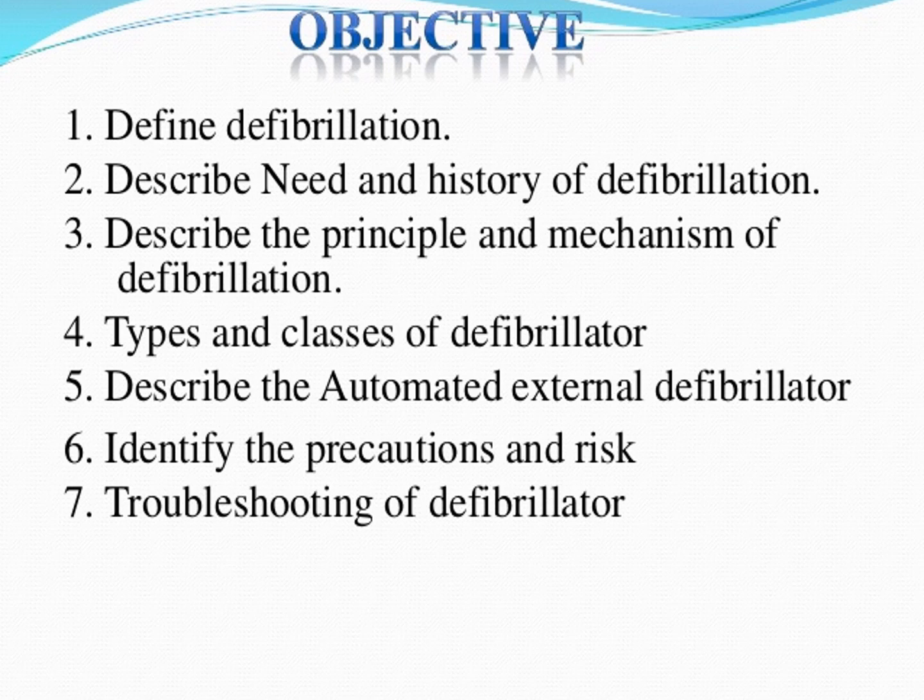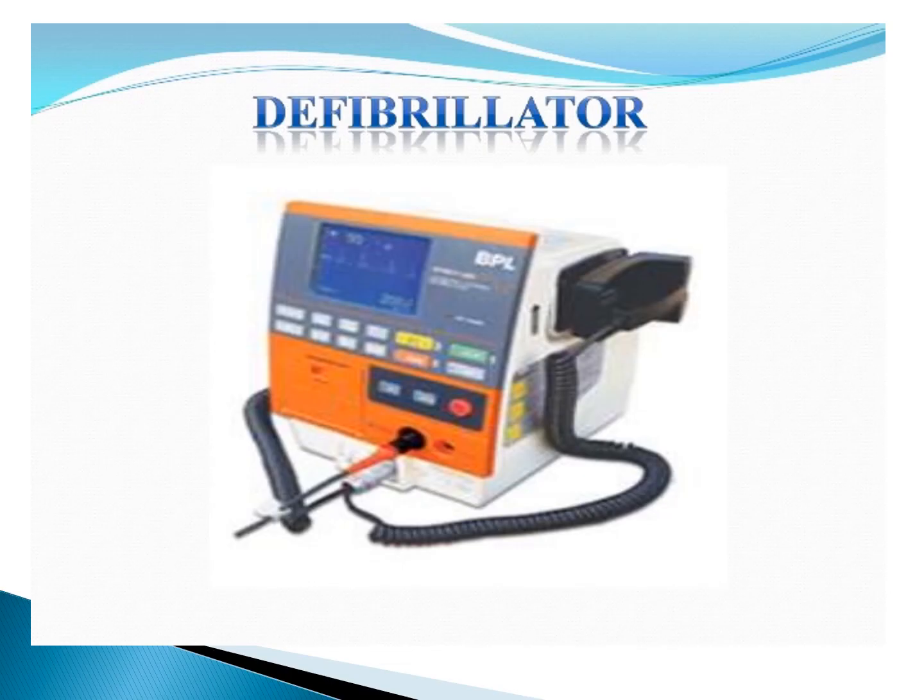So the objectives are: define defibrillation and describe the need and history of defibrillation; describe the principle and mechanism of defibrillation; types and classes of defibrillator; describe the automated external defibrillator, which we shortly call AED; and identify the precautions and risks of troubleshooting of defibrillator.